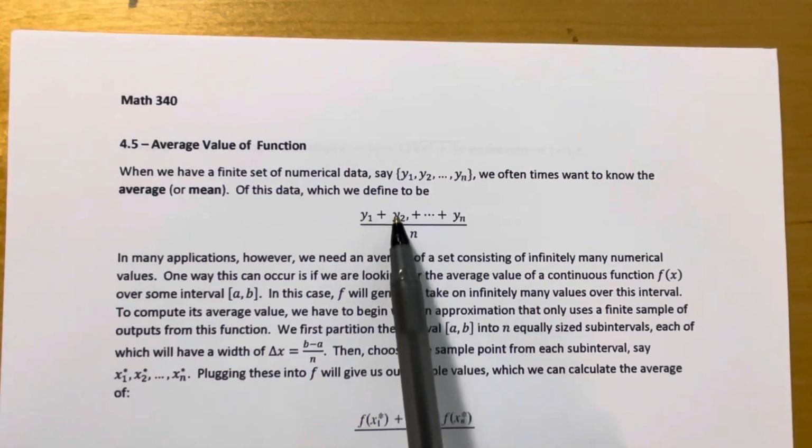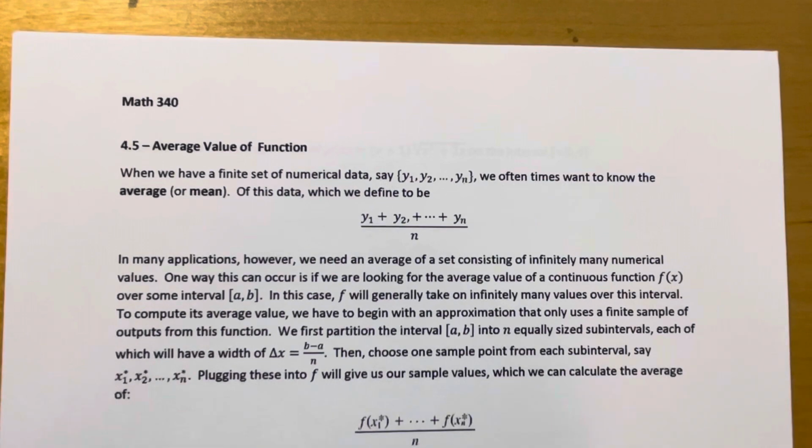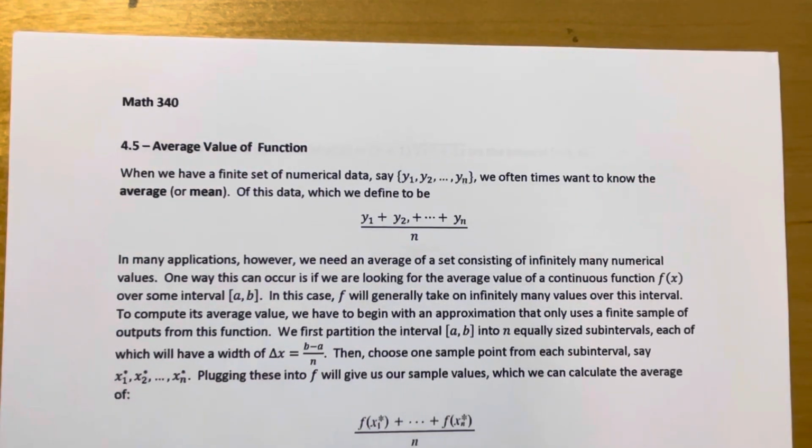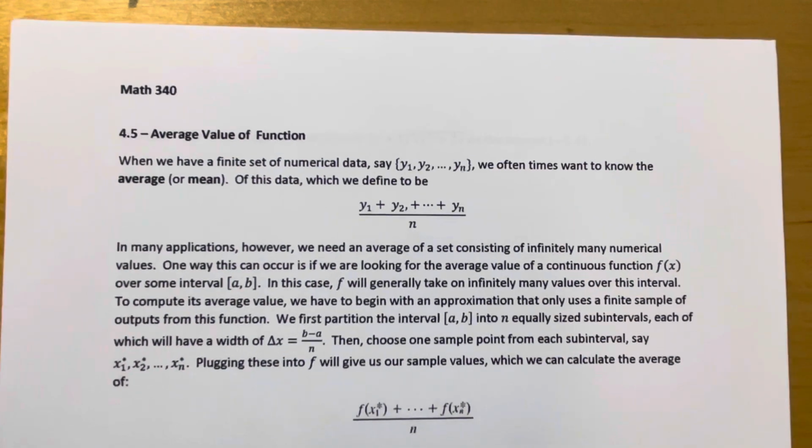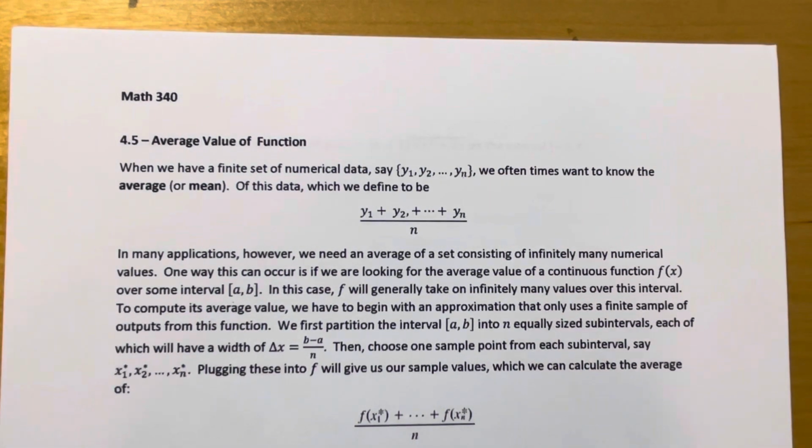So the first thing I want to address is where these values come from. Let's interpret these values, the y1, y2, and so on and so forth, as the outputs of some function f of x. So each of these y values is equal to f of some number that we plug in for x. Let's suppose that our function is defined on some closed interval a, b, and it's specifically the average value of our function over that interval that we're interested in.